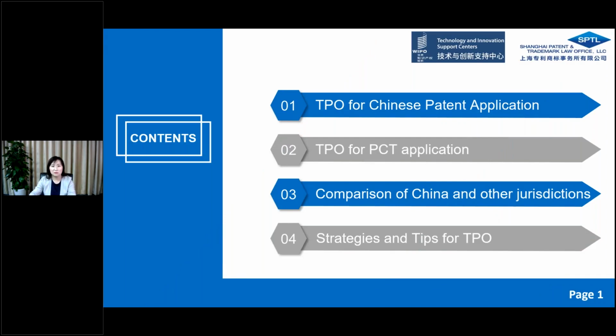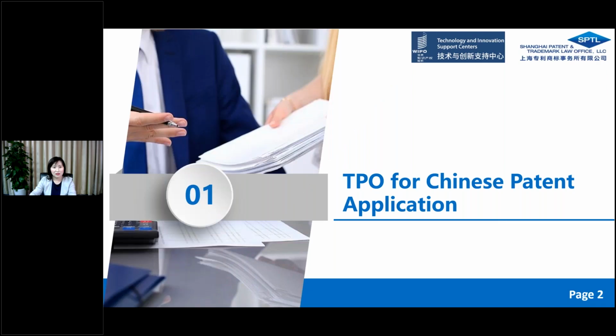Today, I will share with you the information regarding the third-party observation from four aspects. Practice of the observation regarding a Chinese patent application. Practice of the observation regarding a PCT application in its international phase. Comparison of observation between China and Japan, US, EPO, and the PCT. Finally, we would like to share with you some strategies and tips of observation based on our practice. First, I will introduce some rules and practice of the third-party observation in China.